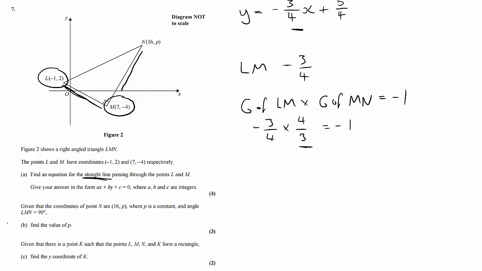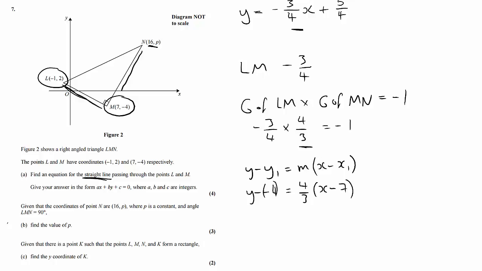Brilliant. So now we have the gradient of the line, and we have a point on the line. We can use our equation y minus y1 equals our gradient, which is m, times x minus x1. Okay, so we can input the points 7 and minus 4 into here. Brackets 4 over 3 times x minus 7. This has essentially given us the equation of our line. So if we want to find where our x value is 16, what our y value is, we can put 16 in as our x value.